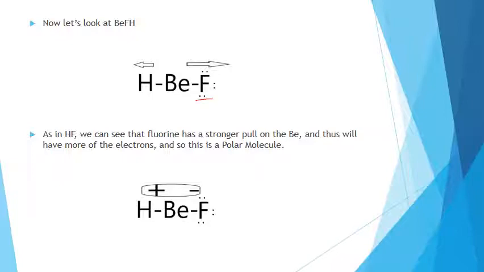Okay, now again, like we did before, let's replace one of the H's with F. In the same case as before, the fluorine is going to have a stronger pull. The hydrogen over here is going to become more positive, and the fluorine is going to become more negative because it has pulled the electrons towards it. And so there's an unequal distribution of electrons, the hydrogen's more positive and the fluorine's more negative. And this is a polar molecule.